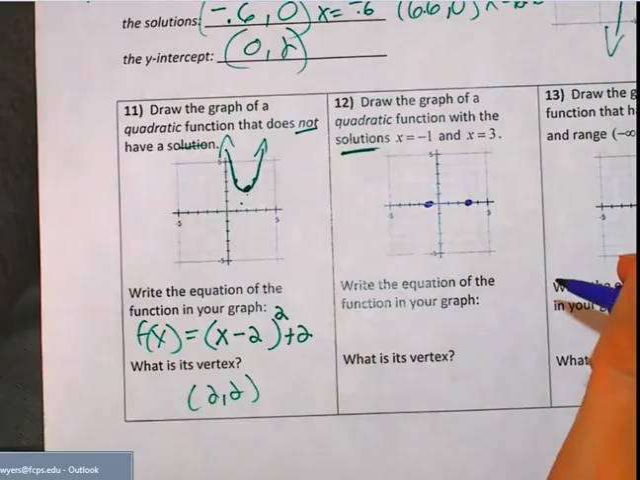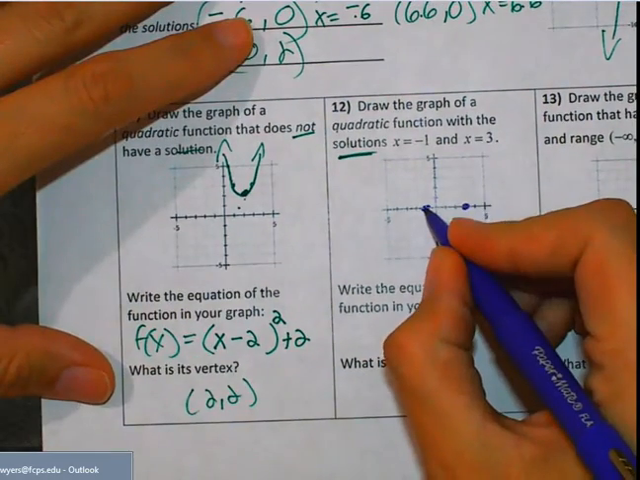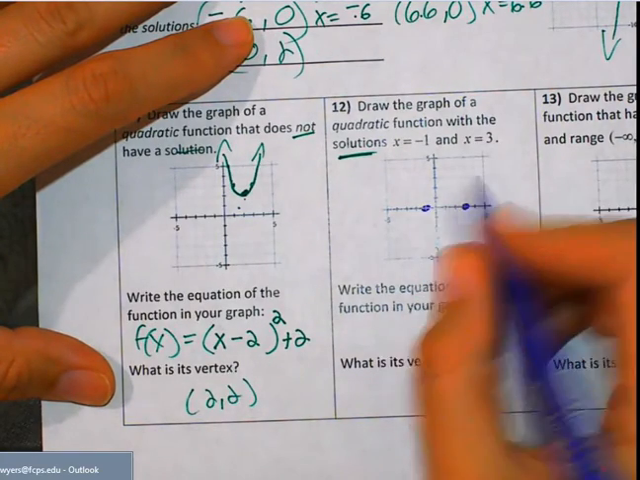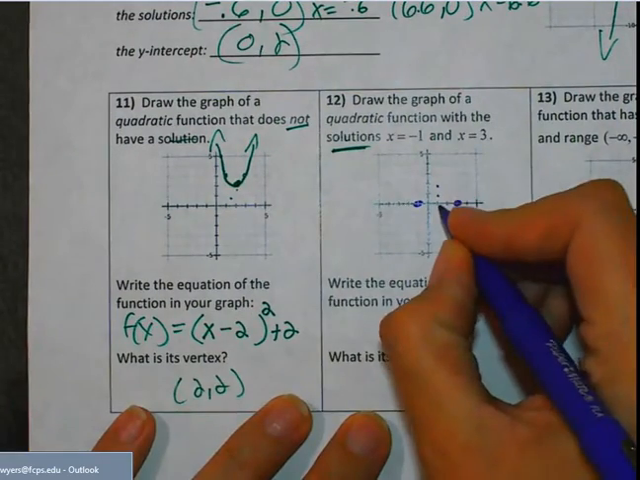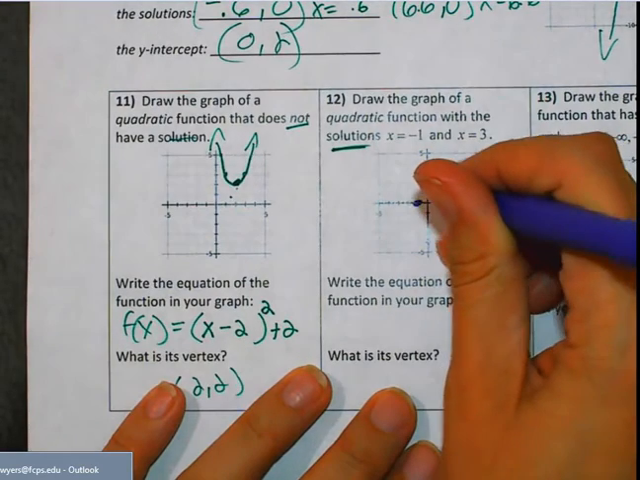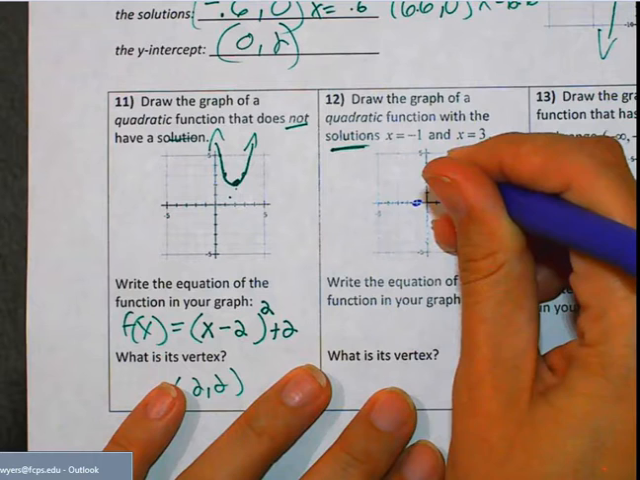It says where's the vertex. Okay, well, we know that it needs to be symmetric on both sides. We also know that the parabola is symmetric, which means that I'm going to have a vertex in between these 2 points here.